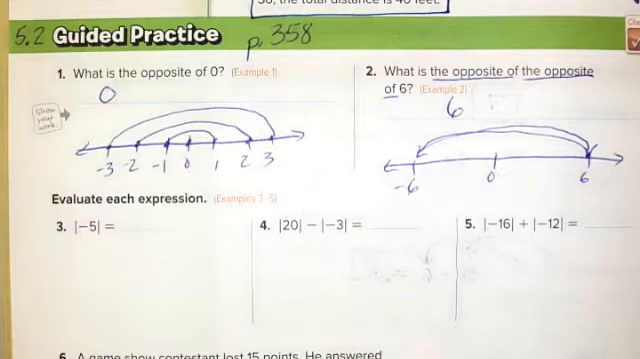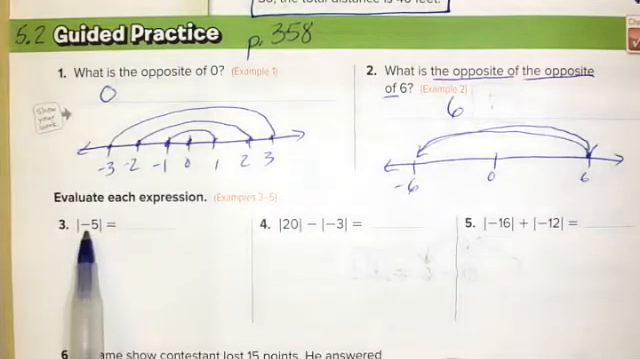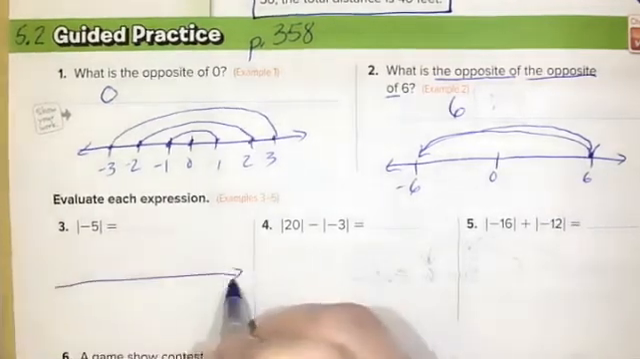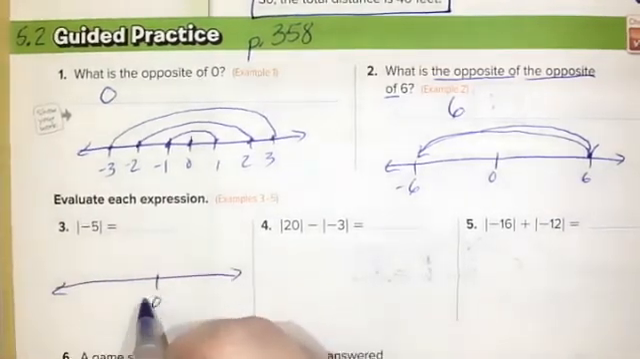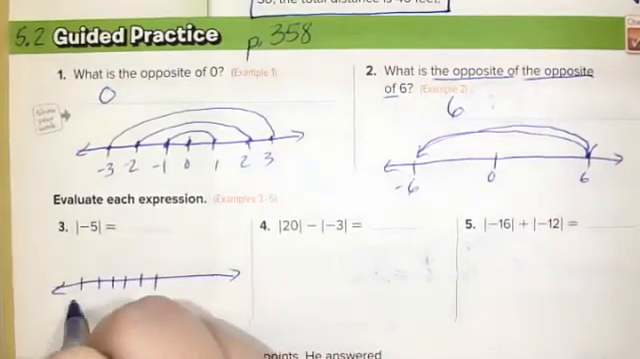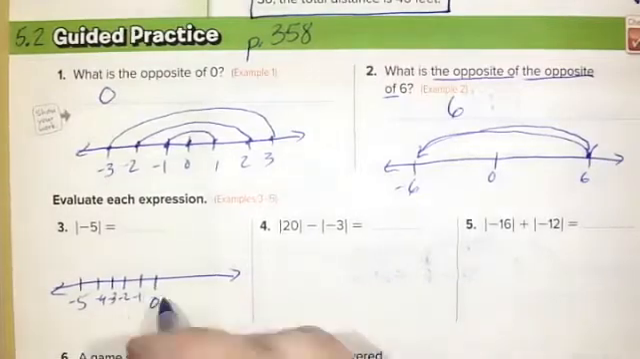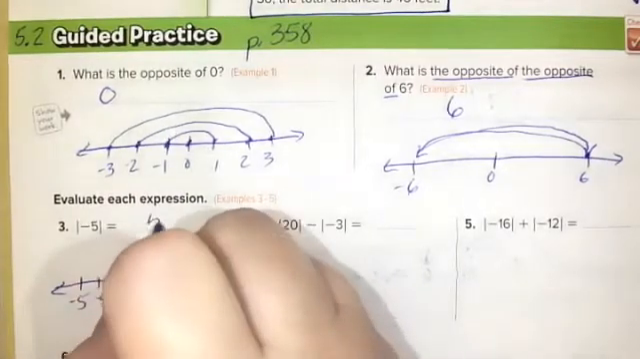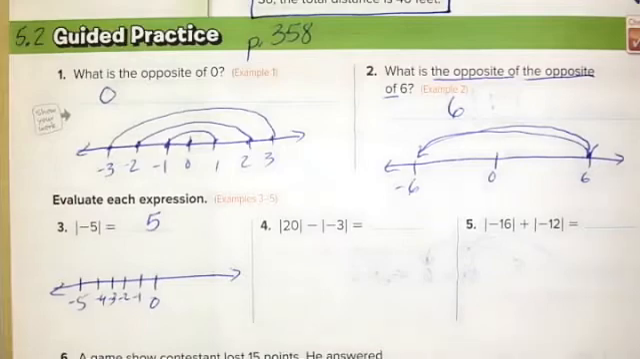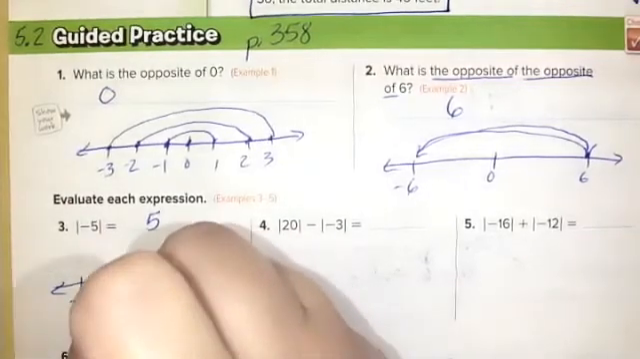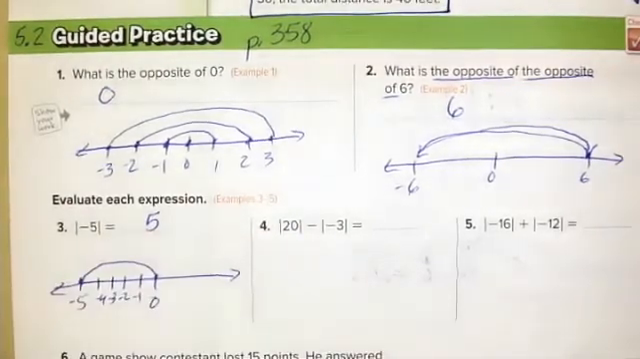You can't say I live -2 miles away from you. You would just say I live 2 miles away from you. So remember, with absolute value, we are concerned about the distance, not the direction. So what is the absolute value of -5? Well, how far away is -5 from 0? Here's 0, 1, 2, 3, 4, -1, -2, -3, -4, -5. It's 5 away from 0. So the absolute value of -5 is 5. We're just interested in the distance between these 2 points.